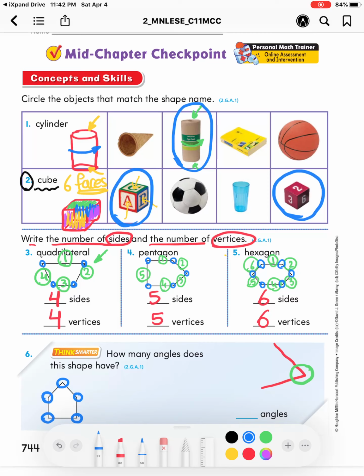Let's count how many angles do we have. 1, 2, 3, 4, and 5. So here we have 5 angles. Can you tell me what is the name of this shape? Think about it. Excellent. Good job, boys and girls. It's a pentagon. Good job, boys and girls.